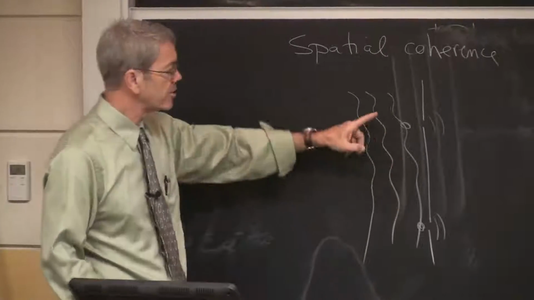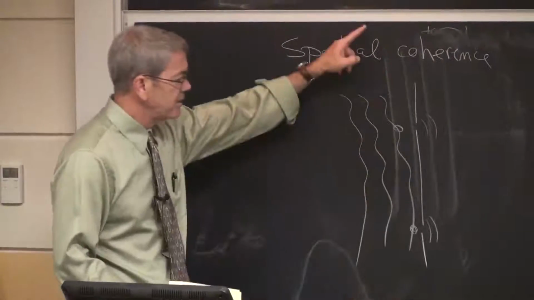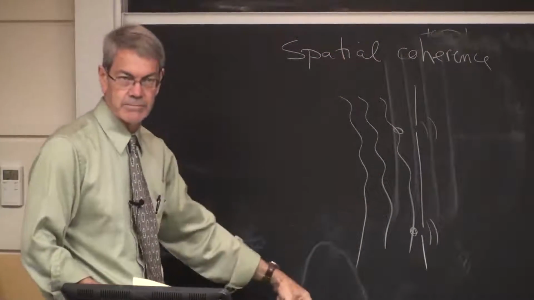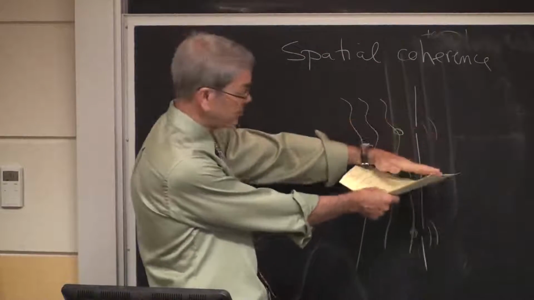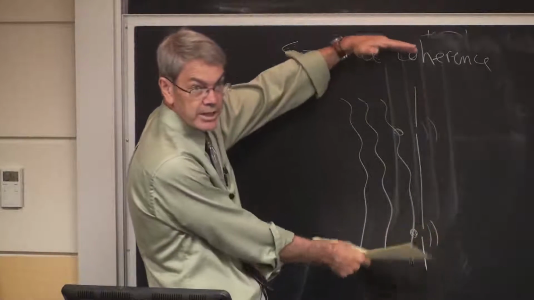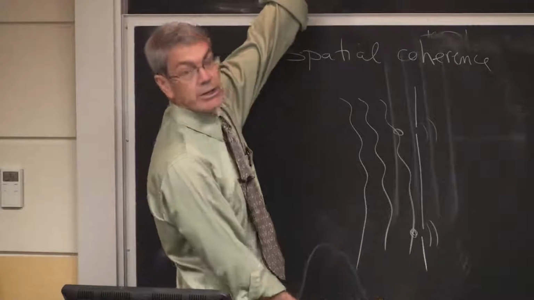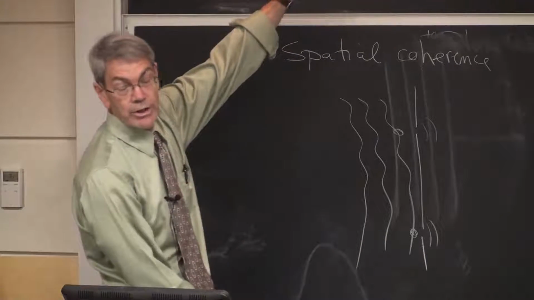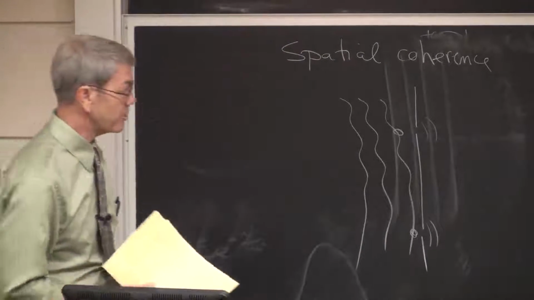When I've got a wave front, and across the wave front, the phase is stable. And the way you see that is interference. Just take 2 points, separate them. And if you keep seeing interference, it's spatially coherent. At some point, you don't see any more coherence or interference. That's the limit of spatial coherence.